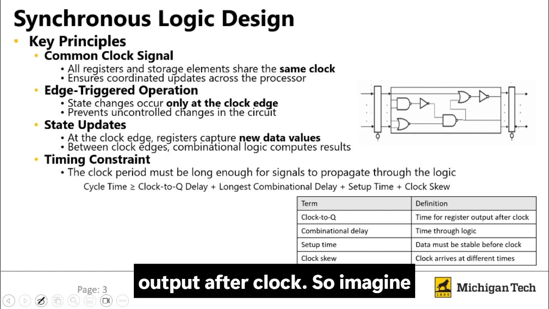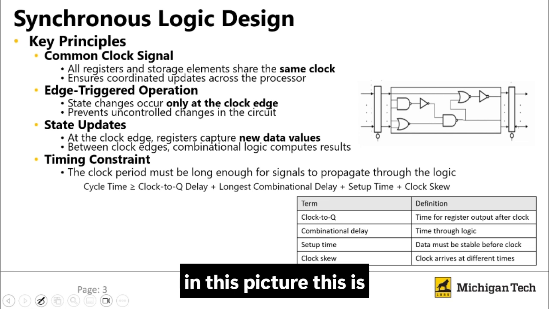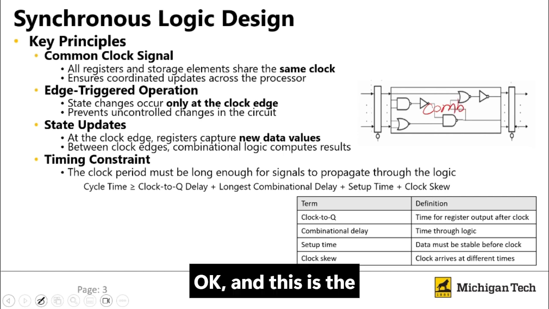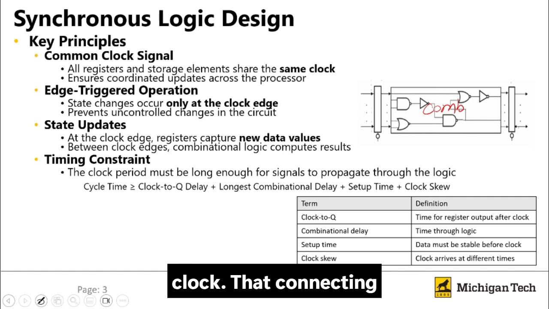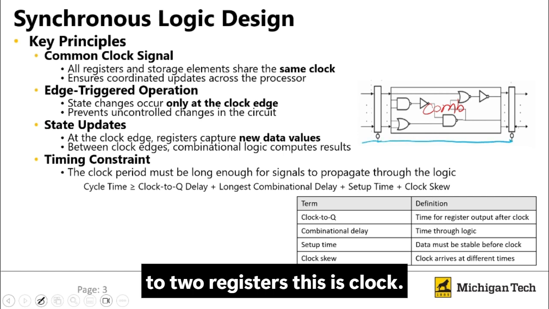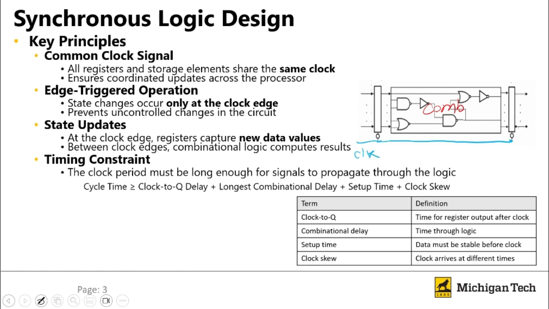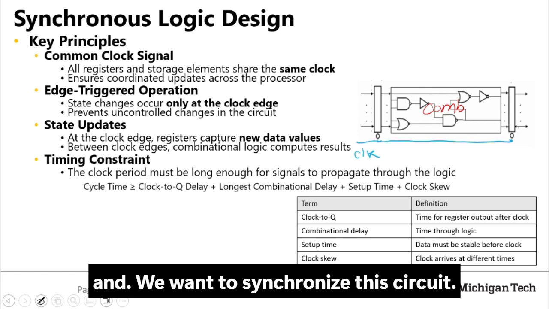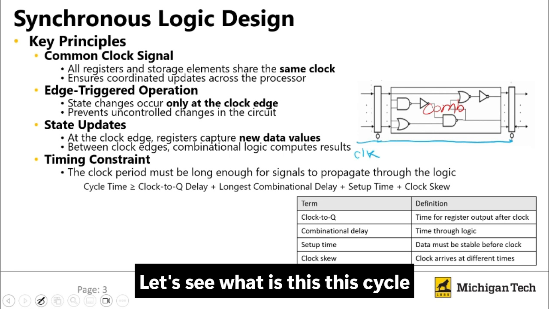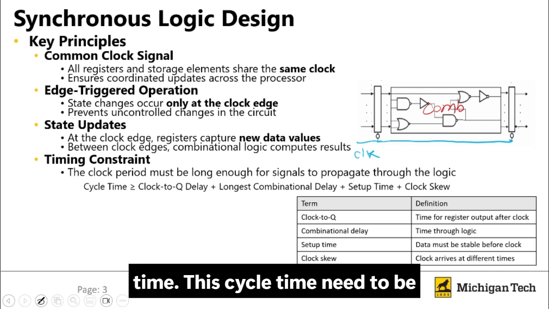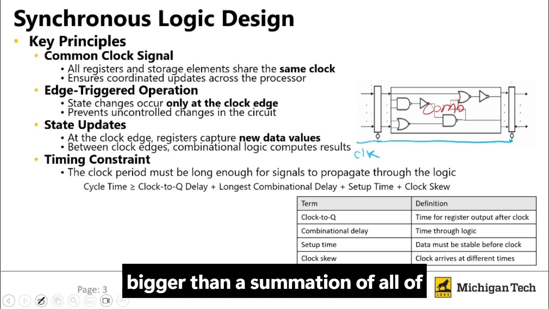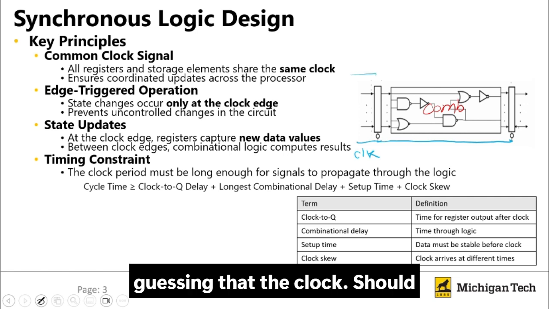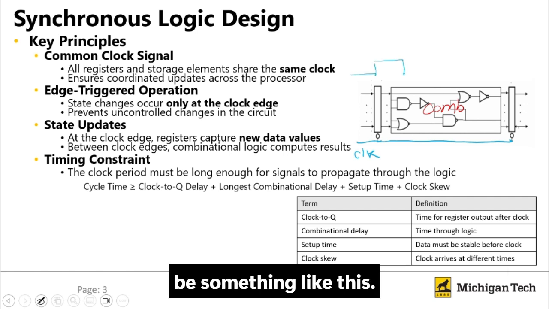So imagine in this picture, this is the combinational part. And this is the clock that is connecting to two registers. They are registers. That's a combination between, and we want to synchronize this circuit. Let's see what this cycle time is. This cycle time needs to be bigger than a summation of all of these. Let's see what those are. I'm guessing that the clock should be something like this.